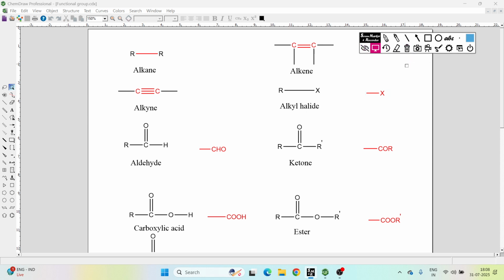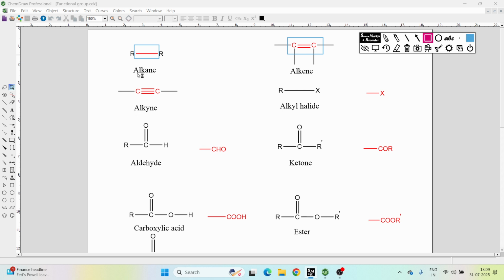The functional groups are here. When we speak about alkane, you can see this alkane. The functional group is the carbon-carbon single bond. Here, carbon-carbon single bond. When we talk about alkene, can you see this is an alkene? The functional group is the carbon-carbon double bond. Here, carbon-carbon double bond.